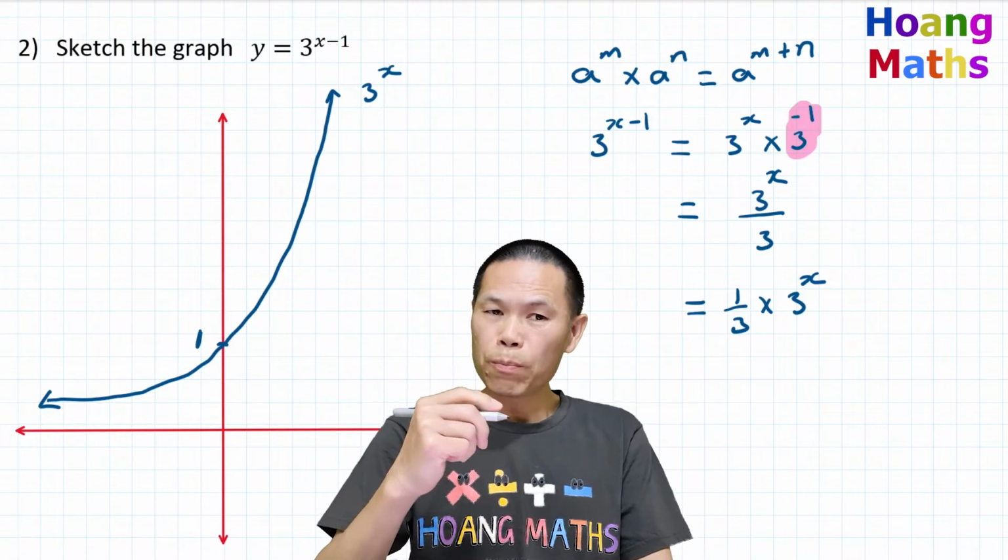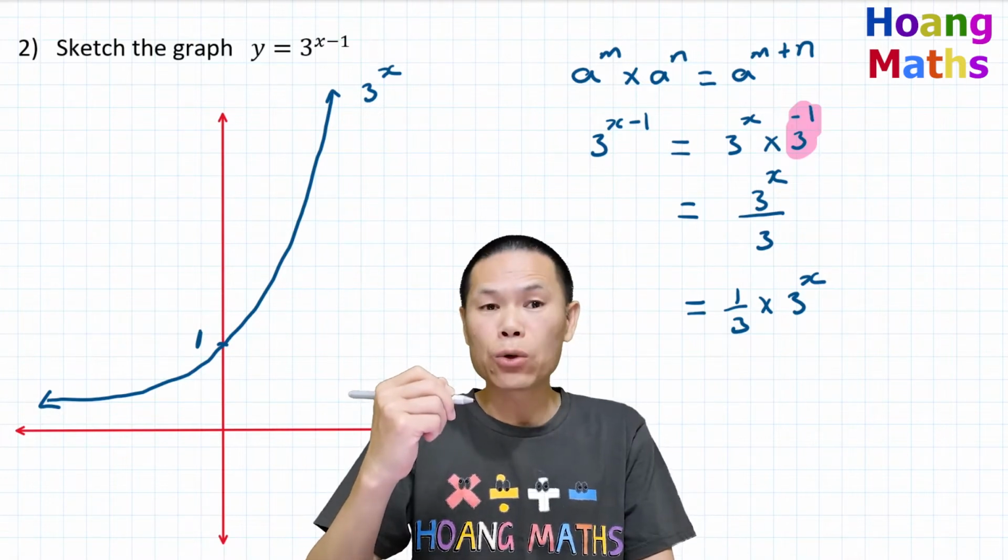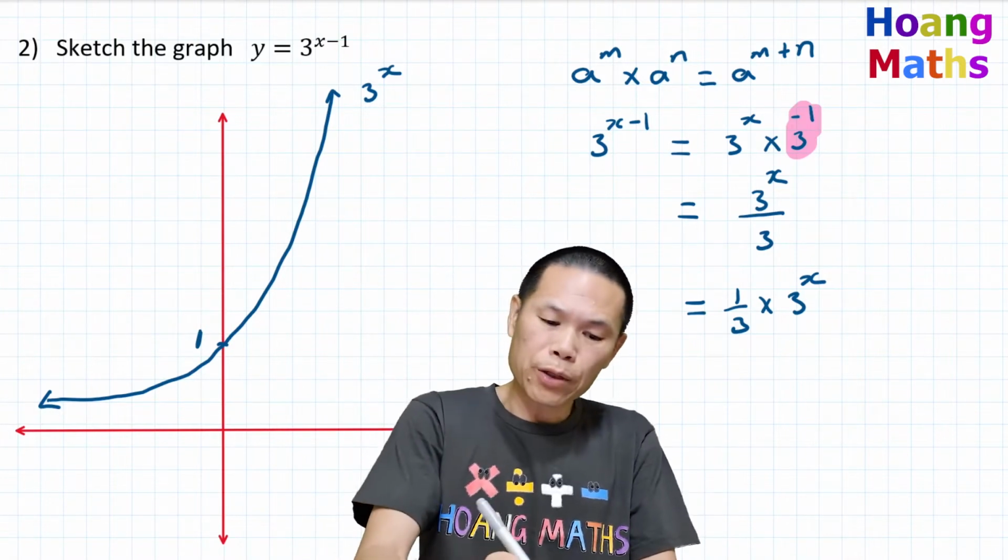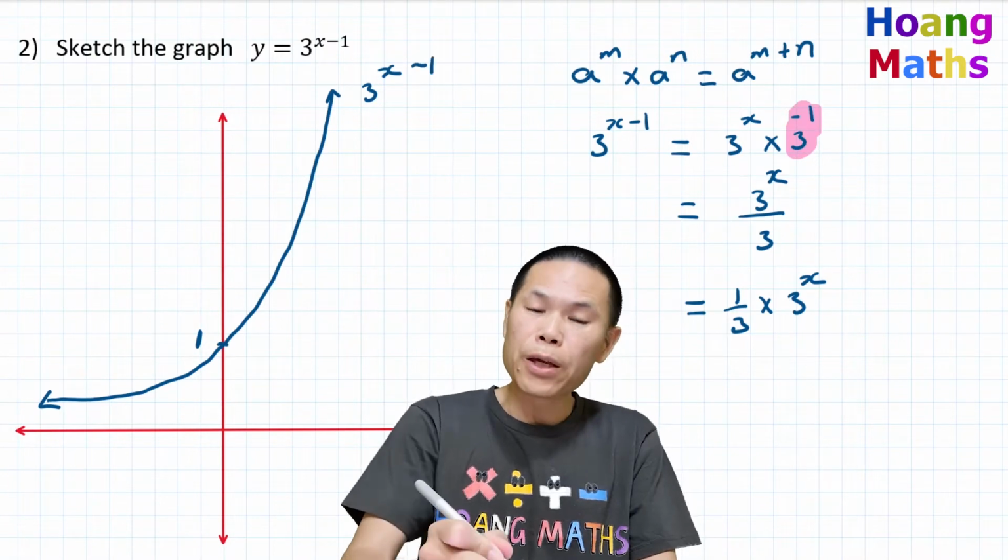But now what we do, because we graph y is equal to 3 to the power of x minus 1. So let me change that. So minus 1.